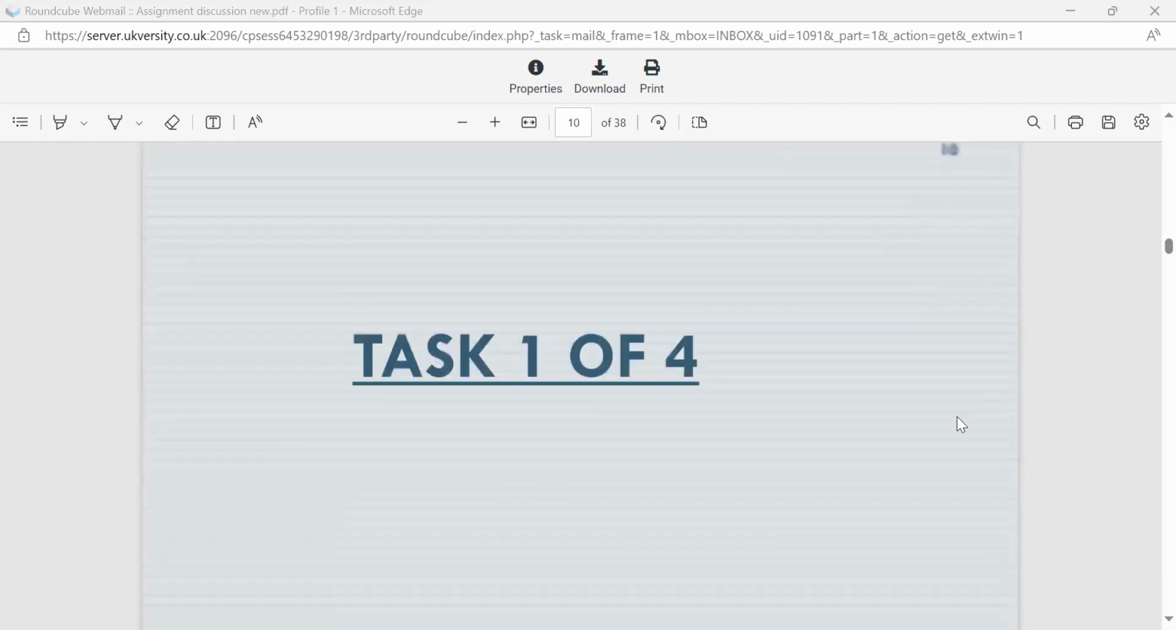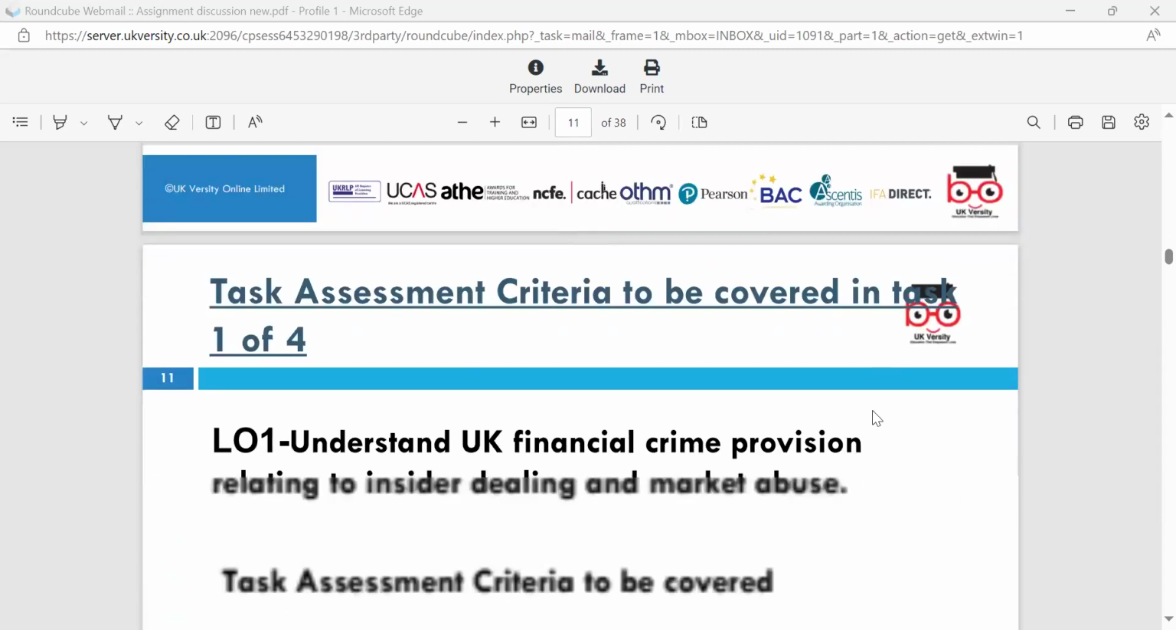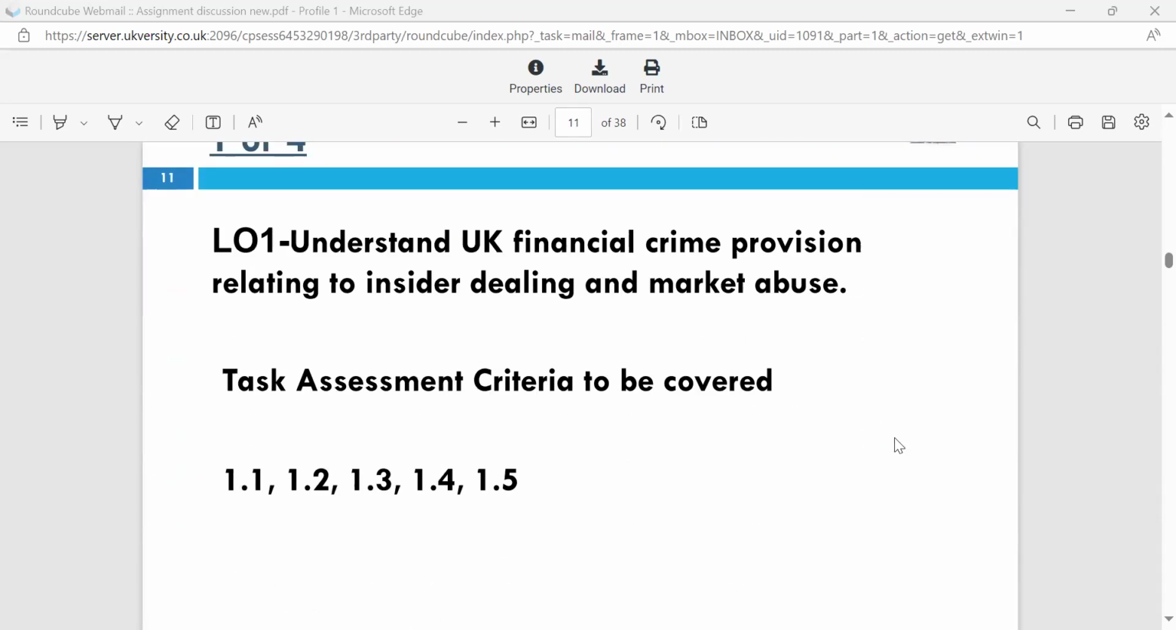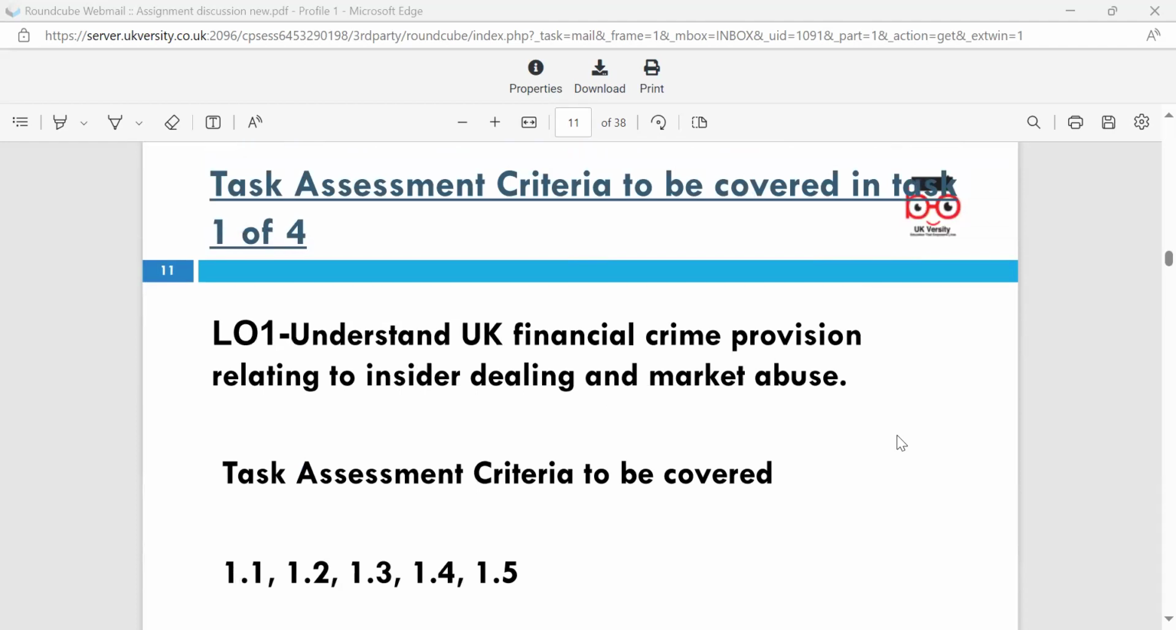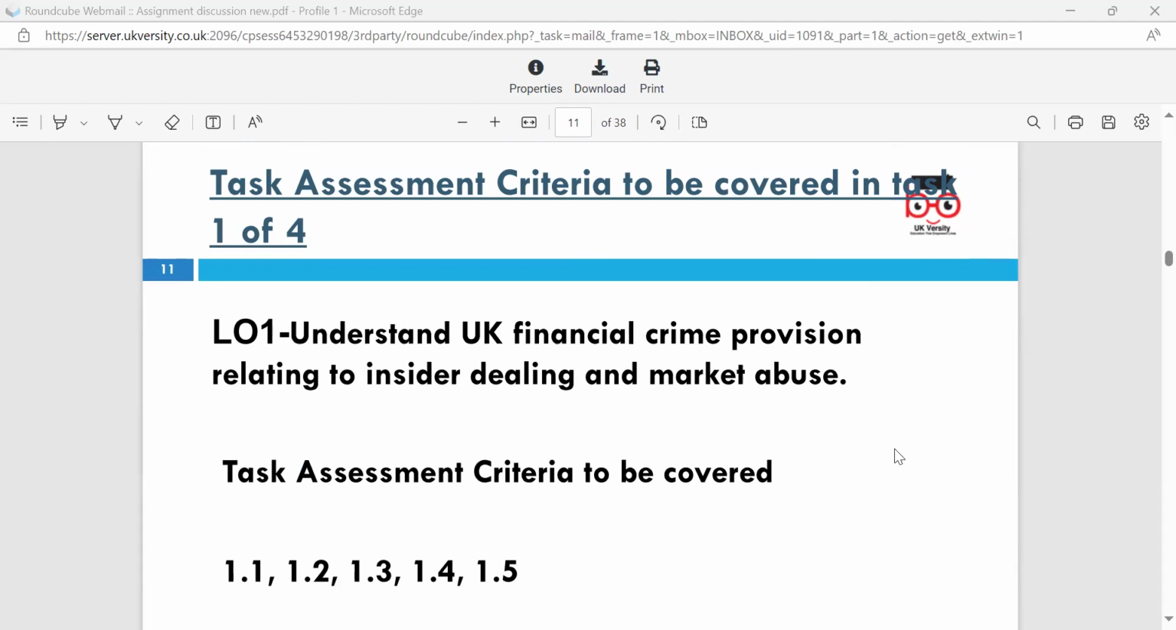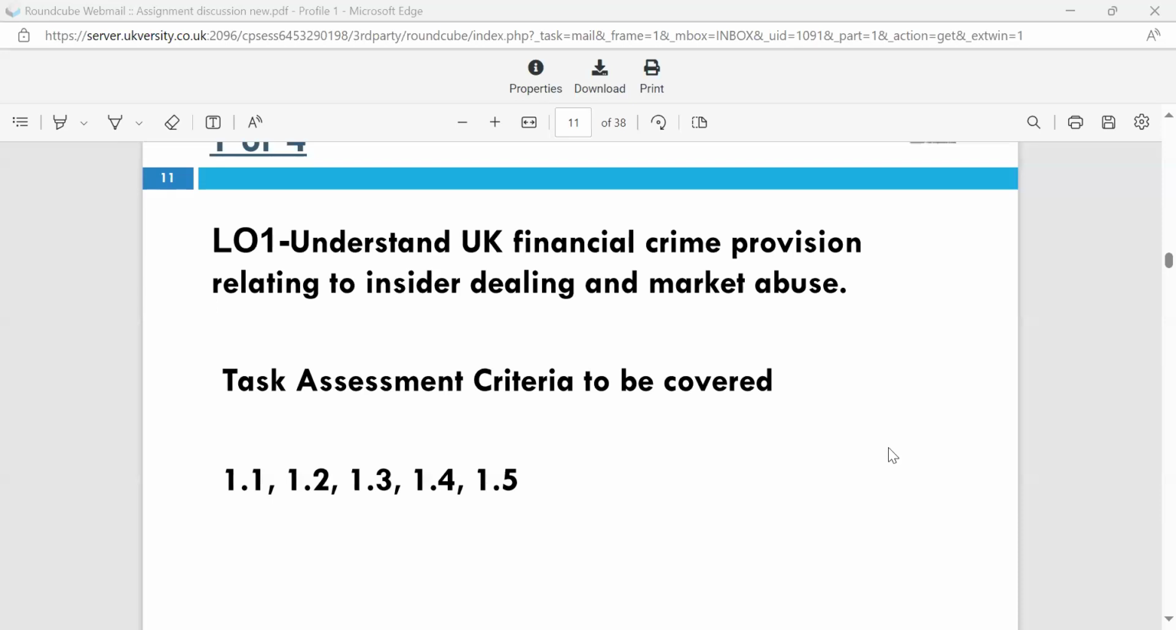So there are 4 tasks for you to do, and we'll go through each one, and they're all separated on here, so you have a better idea of which relates to which one. So the first one, task 1 of 4. Task 1, assessment criteria to be covered. To cover this task, you need to be looking at learning outcome 1, which is to understand UK financial crime provision relating to insider dealing and market abuse. So this is the learning outcome that will cover task 1. You need to be looking at assessment criteria to be covered 1.1, 1.2, 1.3, 1.4 and 1.5 of learning outcome 1.